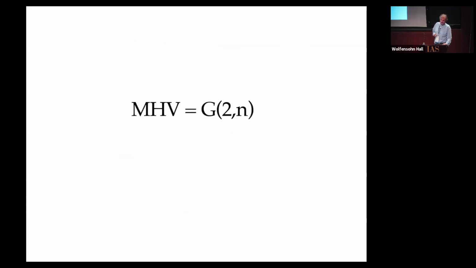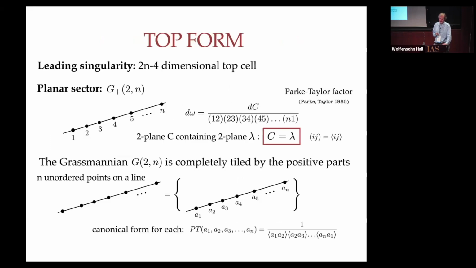So let's just focus on something specific. Let's look at G(2,n), which would be the simplest case. Then we look at G(3,n). Beyond that, things become more complicated. But these two examples of G(2,n) and G(3,n) are worth pursuing in the first place. So for G(2,n), the leading singularity in physics, which corresponded to these reduced plabic graphs, is the top dimensional, 2n minus 4 dimensional top cell.